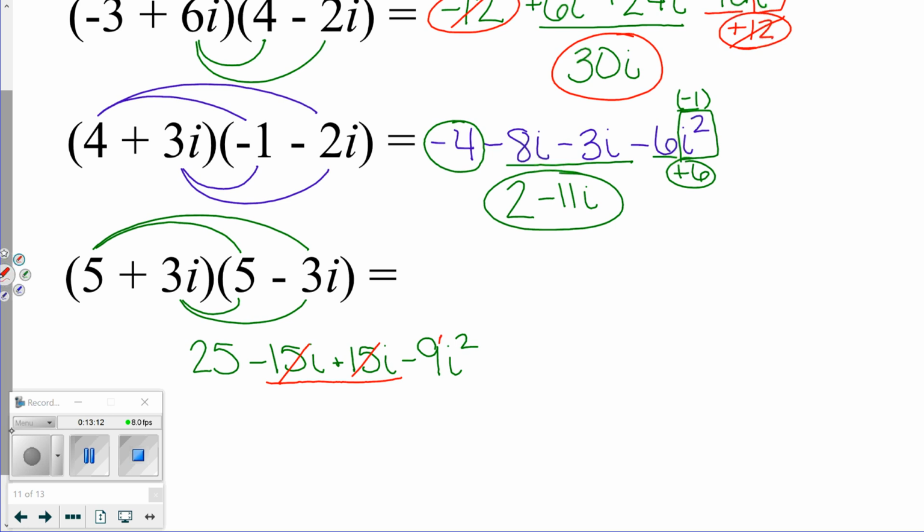I recognize an i squared, which becomes negative 1. So then I have negative 9 times negative 1, which is a positive 9. And then putting my like terms, 25 plus 9 is 34. So that final answer is actually not imaginary. The i parts actually canceled out.